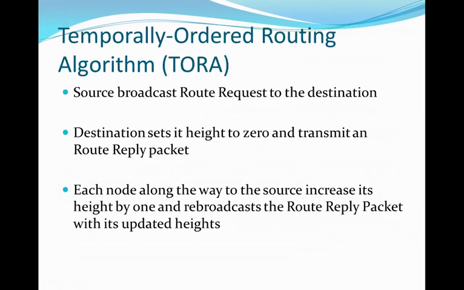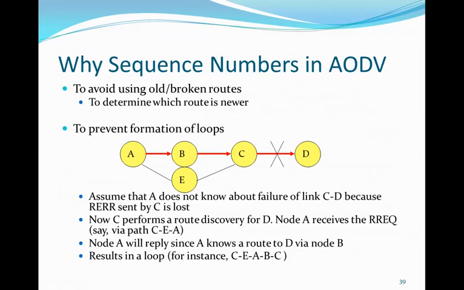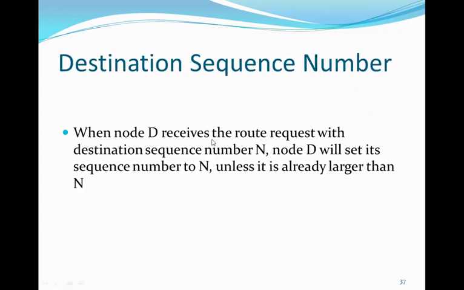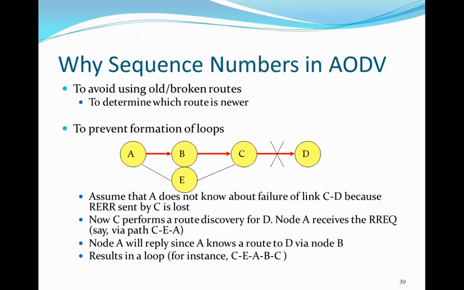There is a possibility of route error, for example, if there is no sequence number inside a packet. Assume that node A doesn't know about the failure of this link between C and D. You can also see over here that node C and D have connectivity with one another, but unfortunately that link failed. Therefore, it is the responsibility of node C to inform.